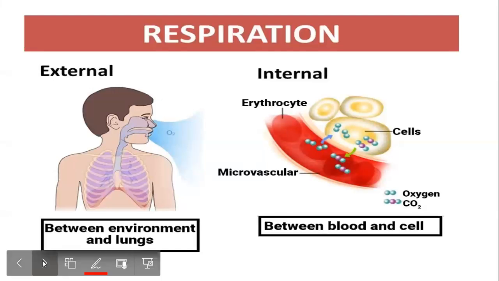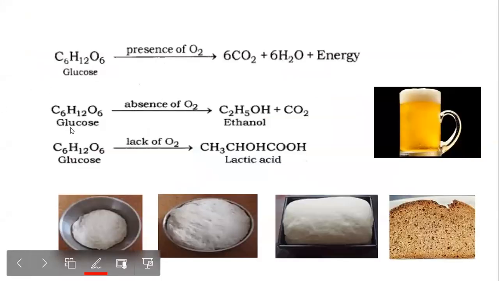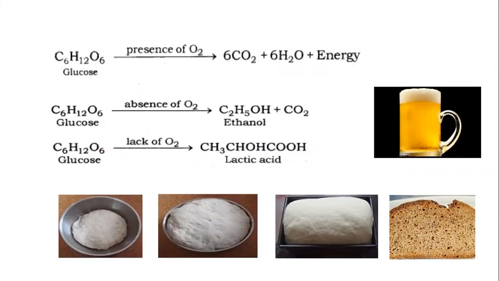Now coming to cellular respiration. Respiration is not just taking in oxygen and giving out carbon dioxide. Respiration is a process where, suppose here, this is glucose, which is coming from the food which we eat, and the energy which is released from the glucose. This process is also called respiration. So the cells need oxygen to break down glucose and release energy.